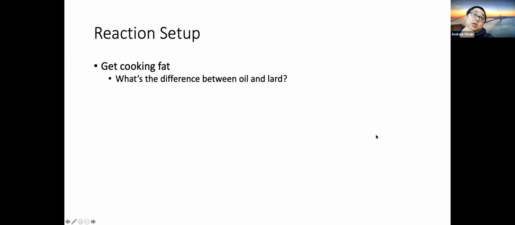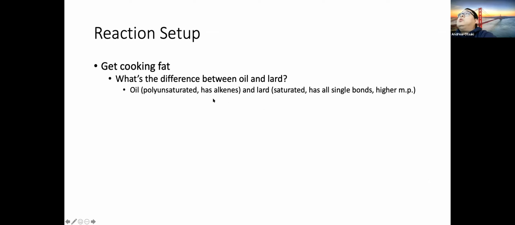In previous labs, we used Crisco, but same thing. It's just canola. So what's the difference between oil and lard? I think you talked about this in lecture. Oils are usually unsaturated, so they have alkenes in their chemical formula. And then lard is like pure fat, so it's solid.